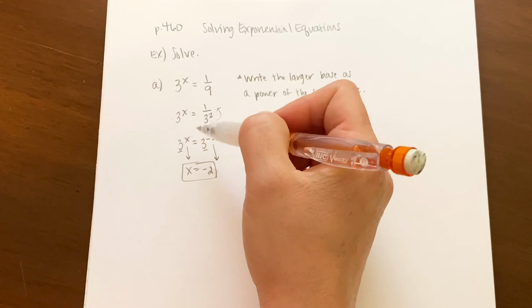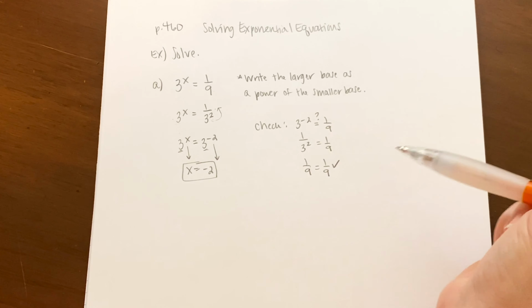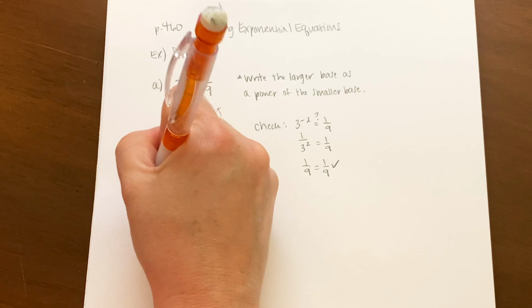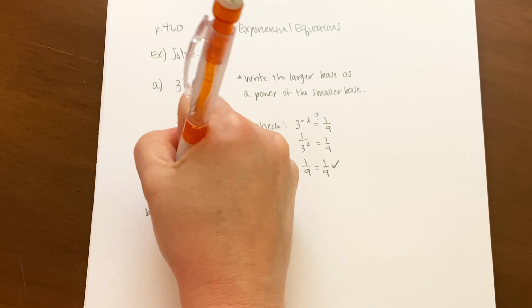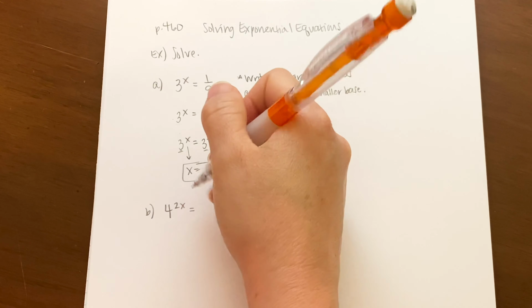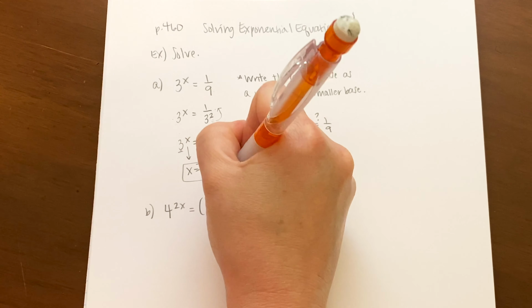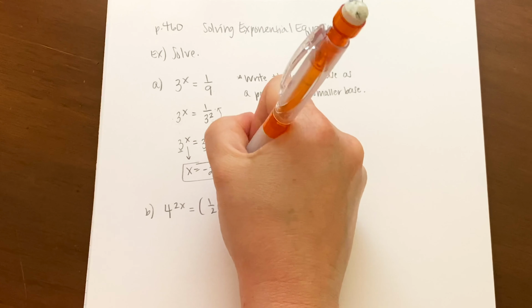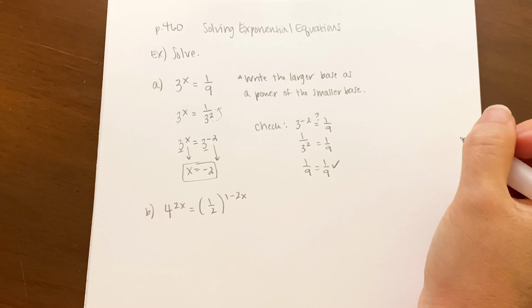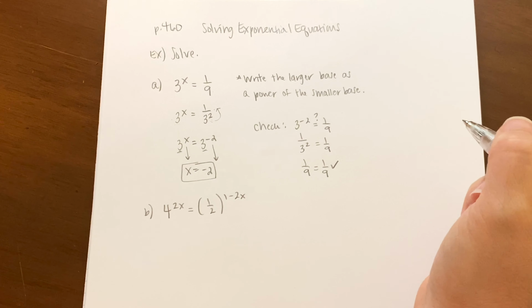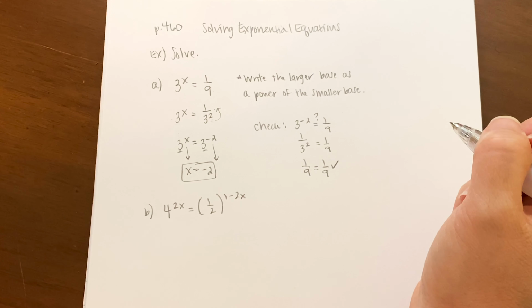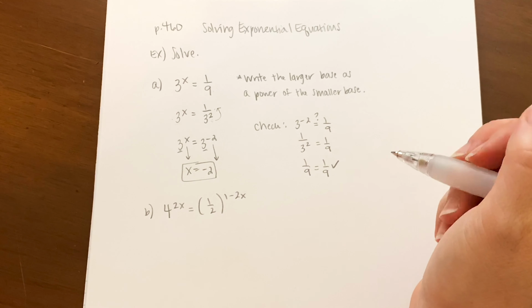That one was pretty simple. So these are going to get a little more complex as we go. Let's look at the next one. If we have 4 to the 2x power equals 1/2 to the 1 minus 2x power. All right, so back to step 1. Express each side of the equation as a power of the same base.